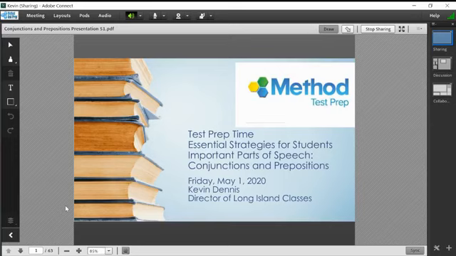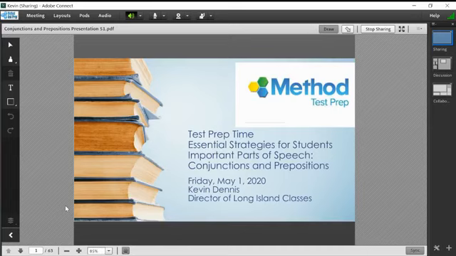Again, in our test prep time, we go over some essential strategies for students. Today I'm going to talk about conjunctions and prepositions, two specific parts of speech that many students have a big issue with. It's one thing to explain to students after they've gotten a question wrong, "This is where you made your mistake." But that isn't as helpful as making sure students know what to look for. That's the method behind Method Test Prep: what students can look for in order to get the question right beforehand, instead of just understanding what happens afterwards.